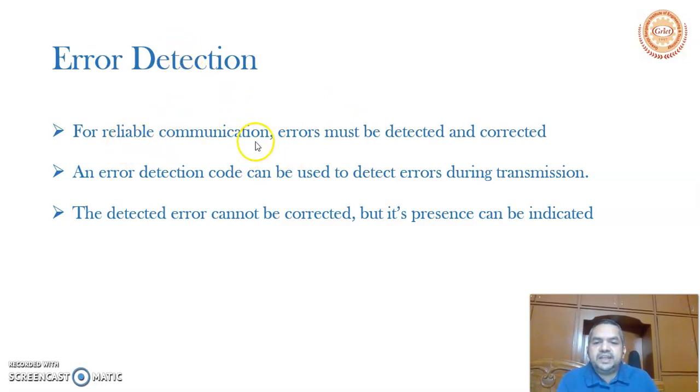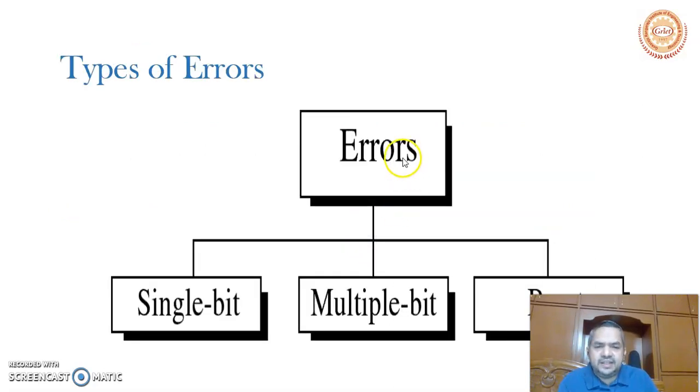For reliable communication, errors must be detected and corrected. An error detection code can be used to detect errors during the transmission. The detected error cannot be corrected, but its presence can be indicated; error detection codes are very simple. Errors can be a single bit error, multiple bit errors, or burst errors, which may be possible when I'm sending data from one place to another.